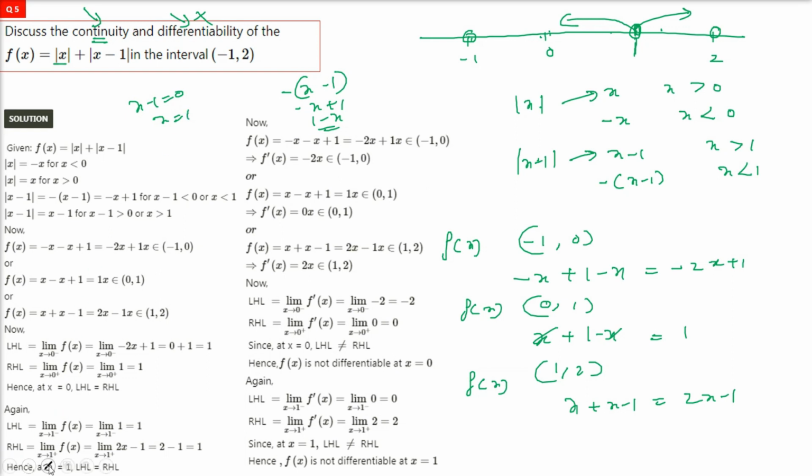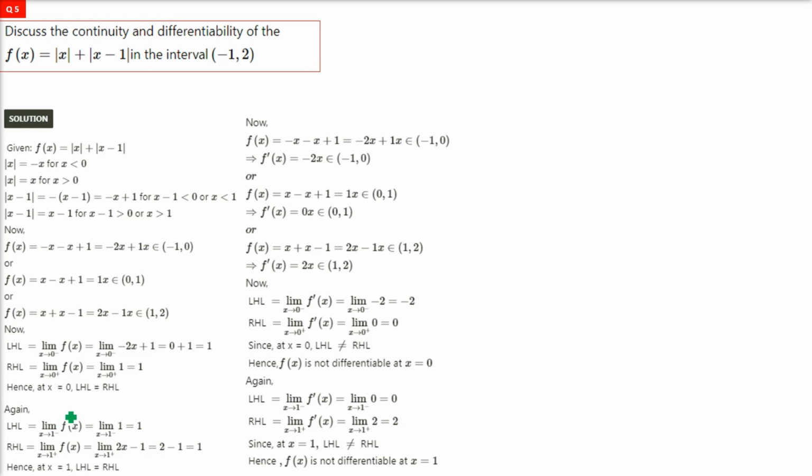So just watch very carefully. I am going to do it. As I said, we have minus 1 to 2. We have 2 points, 0 and 1. That is where we are going to check, because x becomes 0 and x minus 1 also becomes 0 in between. So LHL and RHL I am going to use at x equals to 0.